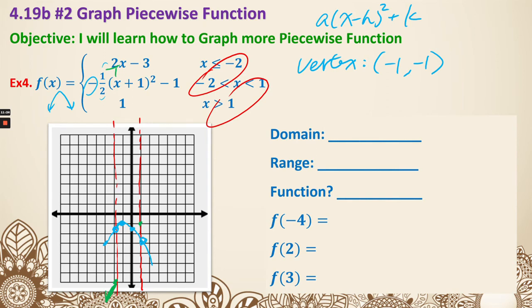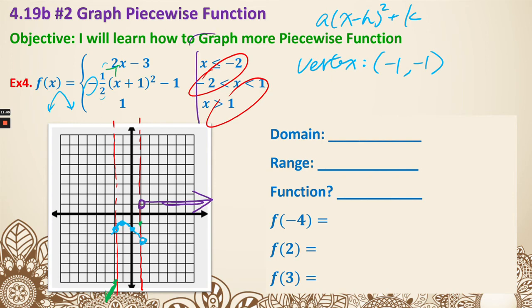I'm going to next deal with the very last one, which is actually at 1. I forgot to graph that one, so let's graph that one. It is at 1, and this x is greater than 1, so I'm going to keep everything starting from this point to the right. Now everything is graphed. Now let's look at the domain.